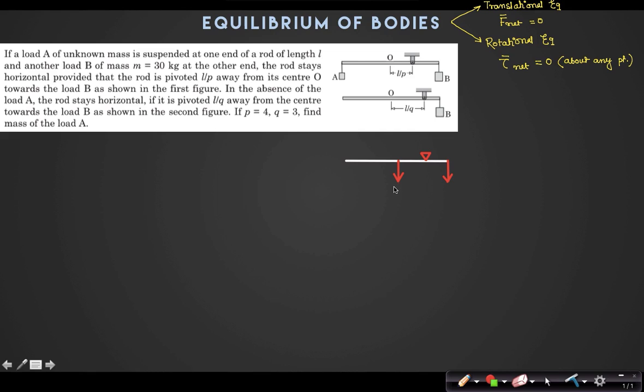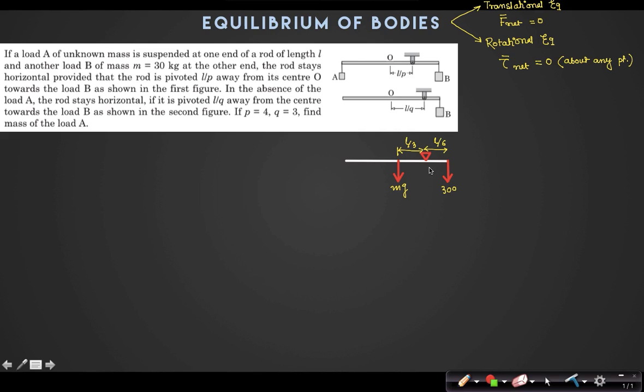Yes or no? Yes, sir. So if I say the weight of the rod is W, or mg, how much is this distance? It is L by 3. And how much is this then? L by 2 minus L by 3, that's L by 6. From this diagram, can I calculate what is mg?